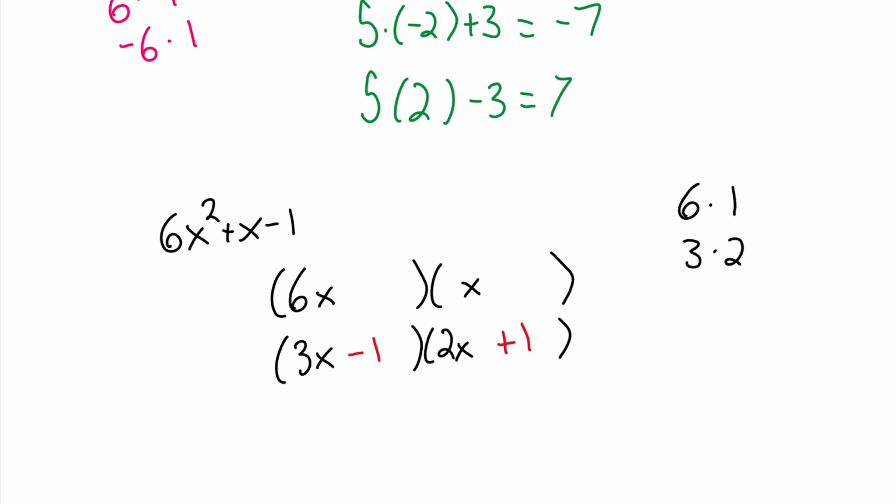So 3x times 1 is 3, minus 2x is 1. So this one does work, right? When you do the outer terms, you get 3x times 1, which is 3x. When you do the inner terms, you get -1 times 2x, which is minus 2x. 3x minus 2x is 1x. Okay, so this is the correct combination. 3x minus 1 times 2x plus 1.